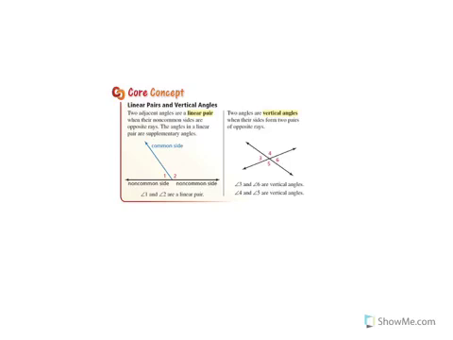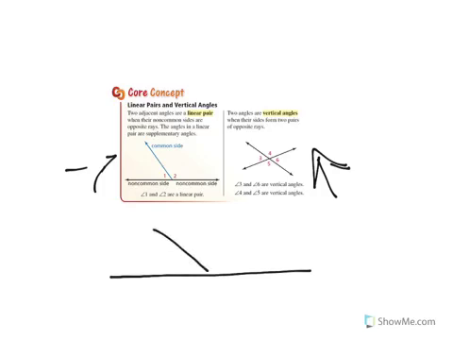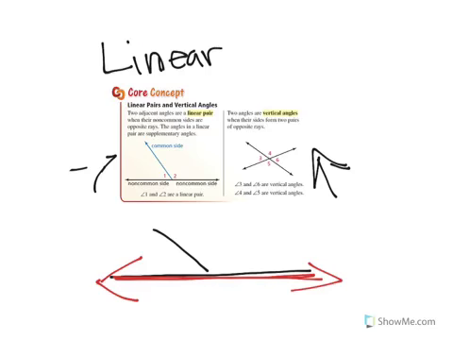Alright, the next vocab words we're going to talk about are a linear pair and vertical angles. Okay, a linear pair, when you have two angles and they form a line, you'll see this line here. When they form a line and they also add up to 180 degrees, they're going to be called a linear pair. If you take a look at the word linear, it actually has the word line in the word. So you can kind of think of that as, okay, these two angles are going to form a line.